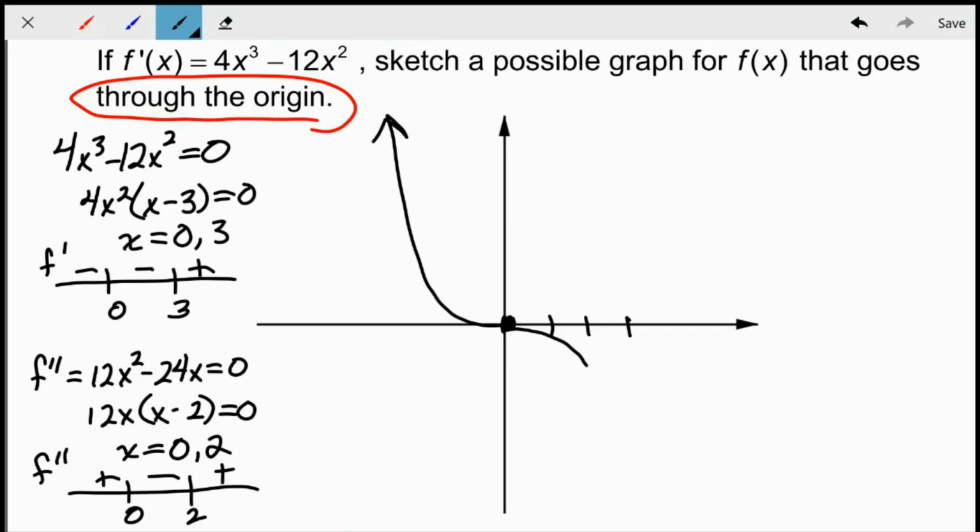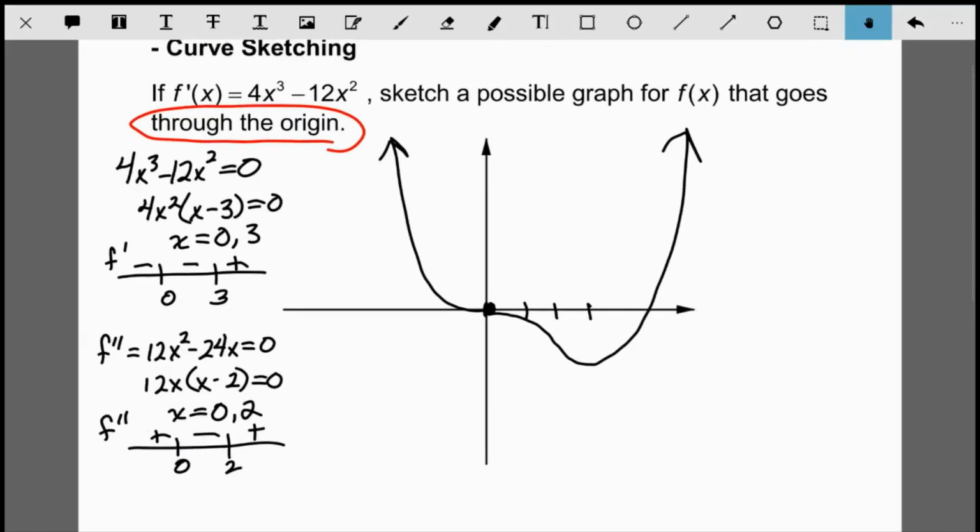Now notice at 3, I had a minimum point. That's going to be a point where the slope is 0. So I know I'm going to come to a 0 slope point here. And then the last section of my graph, you can see it's increasing and concave up. So it's going to continue on like this. Okay, so that's kind of a rough sketch of what that function would look like.